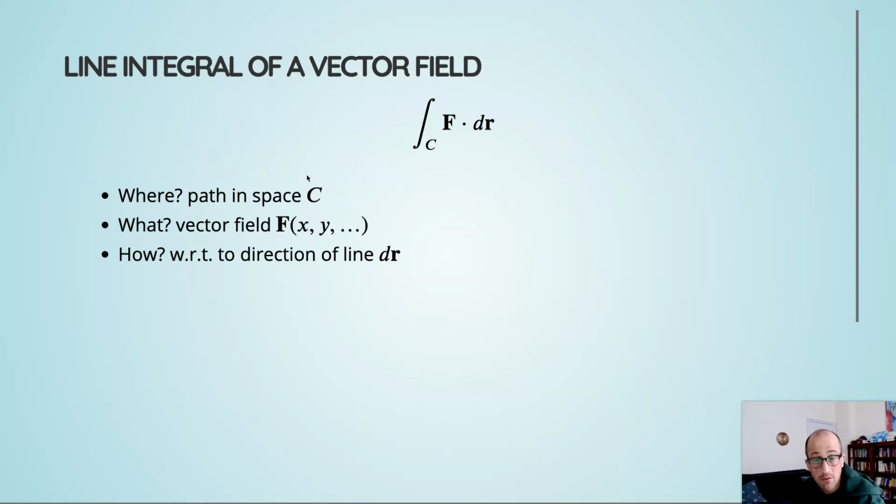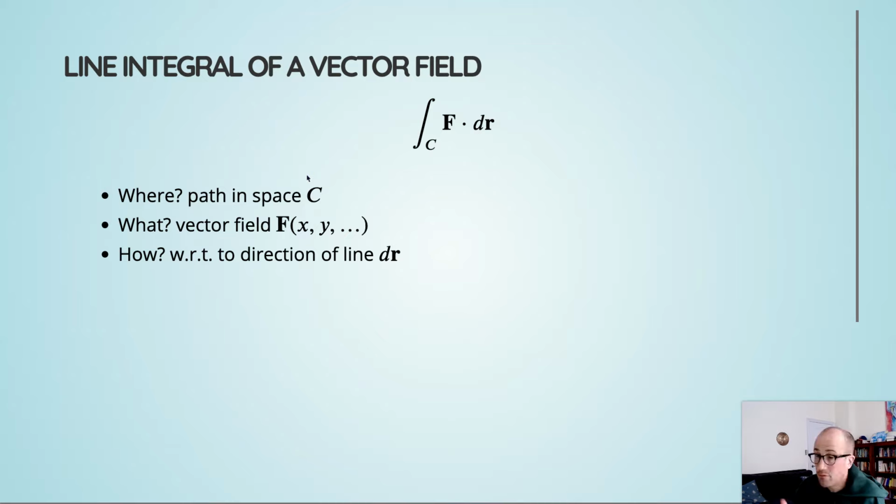So think about wind right here. I'm walking along my curve in one direction. The wind can be blowing in some other direction right there. And a way to integrate those values is to say, okay, how much is that vector field pointing along my curve? So the way I think of it is, how much is it helping?